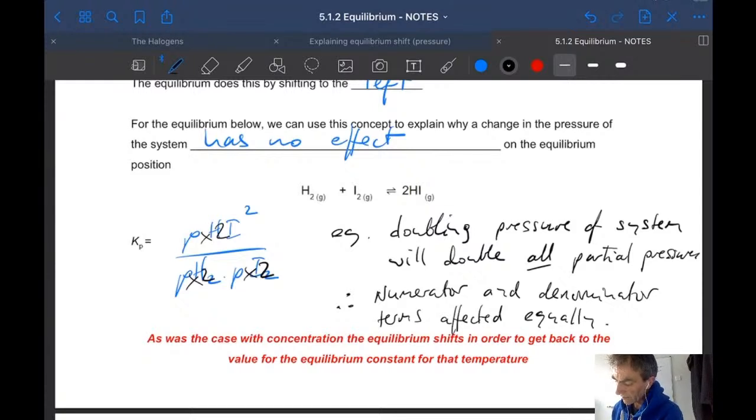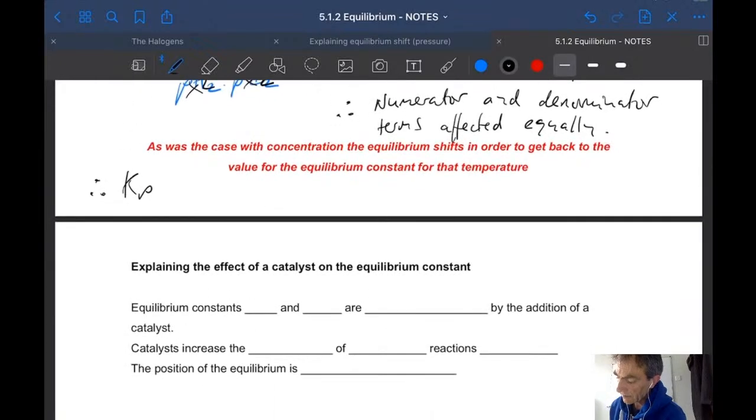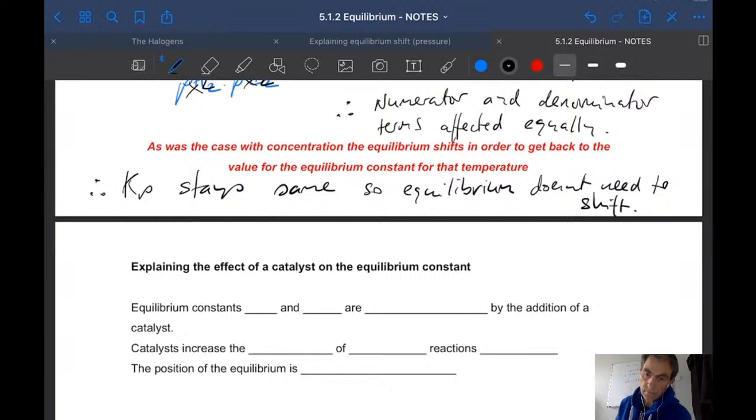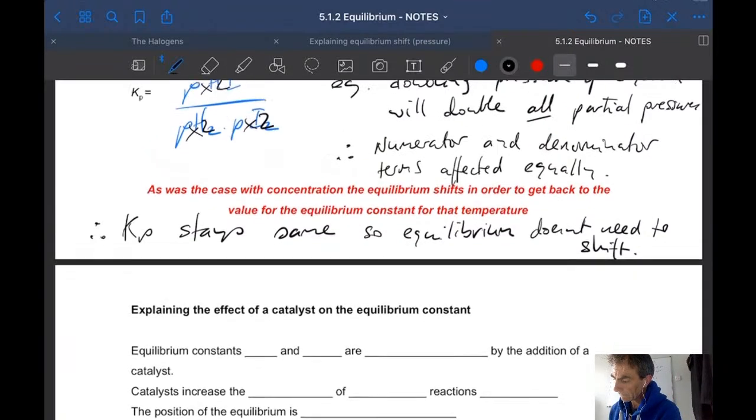I'm going to have to write this down here, sorry. Therefore, Kp stays the same. So equilibrium doesn't need to shift.